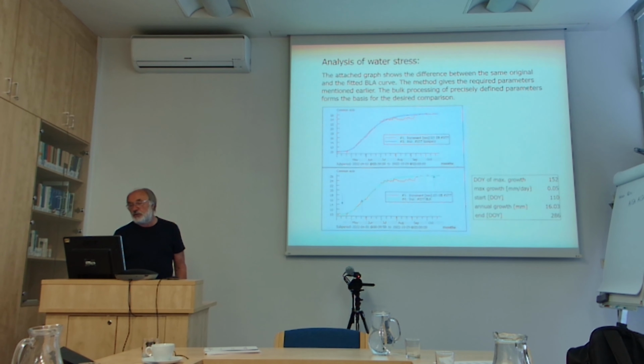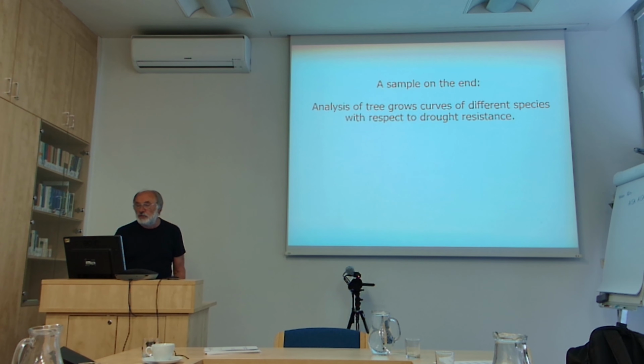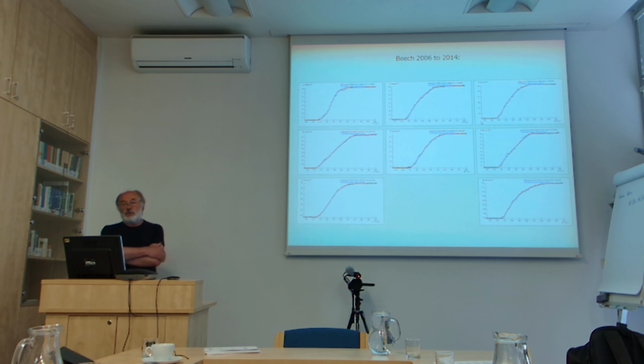So, and in the end, just a few samples. These are annual curves fitting the growth in the years between 2006 and 2014. You see this is the beech, which, from all trees I have ever measured, has very smooth annual curves. You can see how big are the differences in the shape of this annual curve in 8 years.